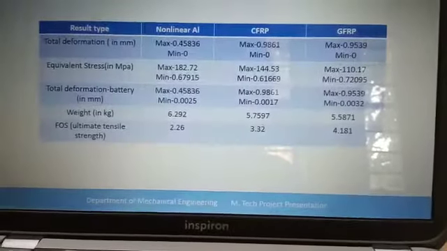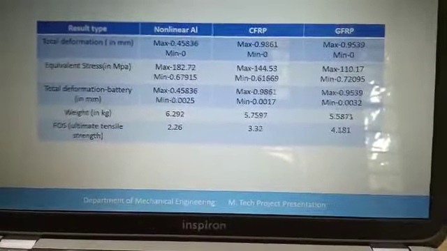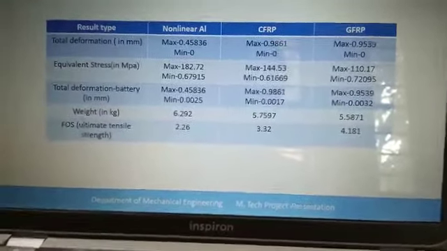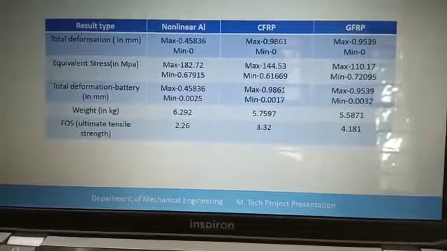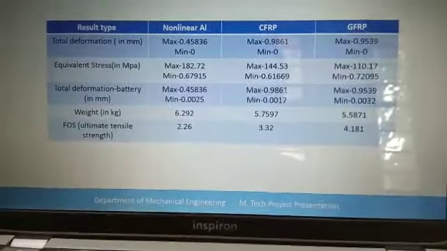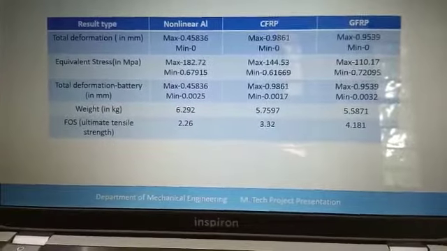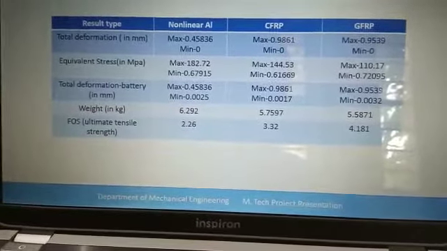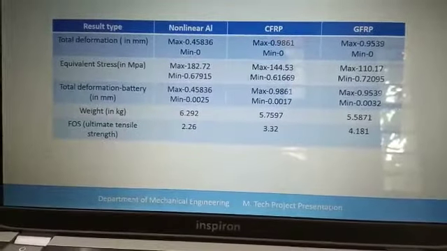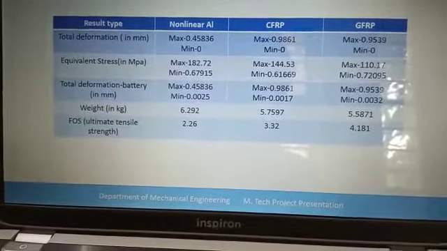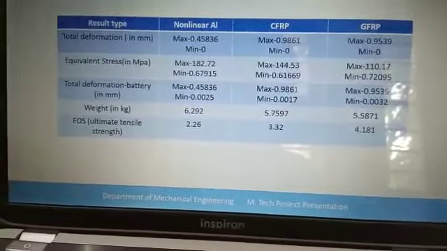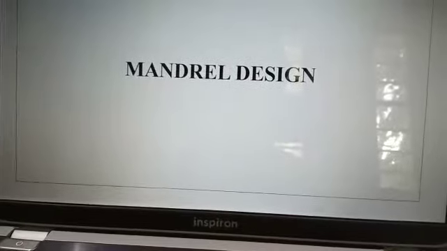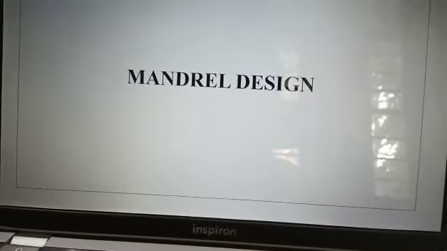So based on this Excel file, we come to know that GFRP is the part which will be eligible for getting manufactured because of the very good factor of safety which it provides, and the equivalent stress which is being developed is very less. It's 110 MPa. So we'll be discussing the mandrel design.